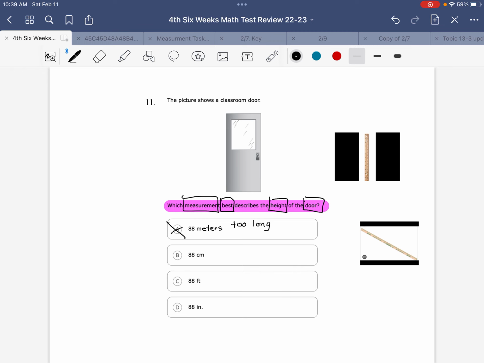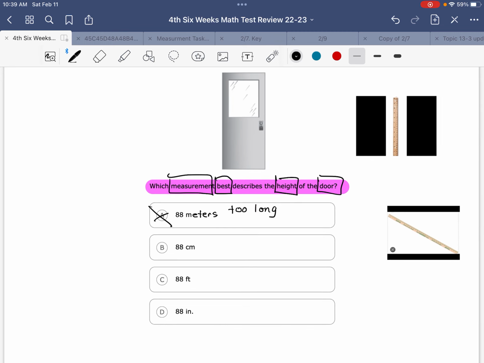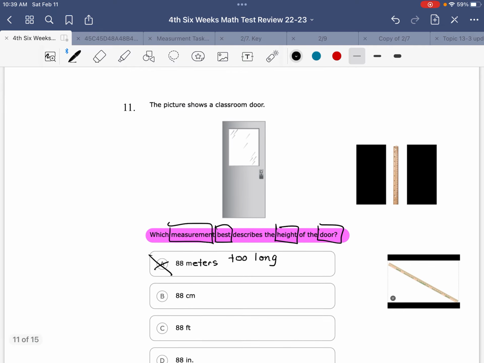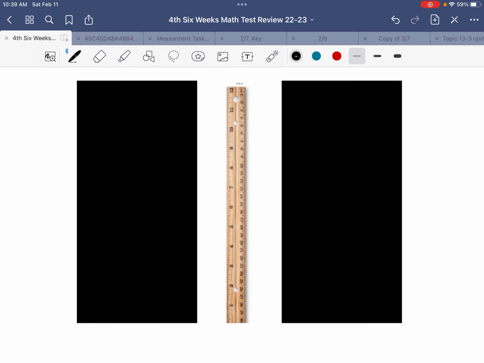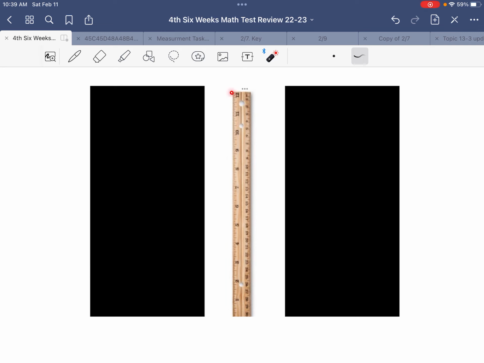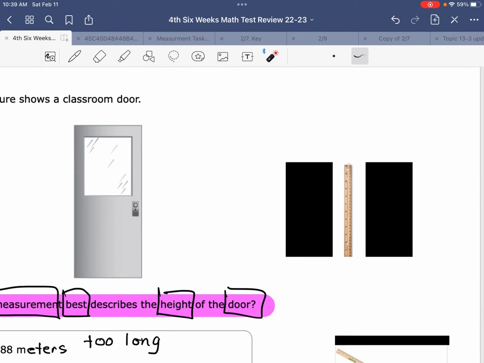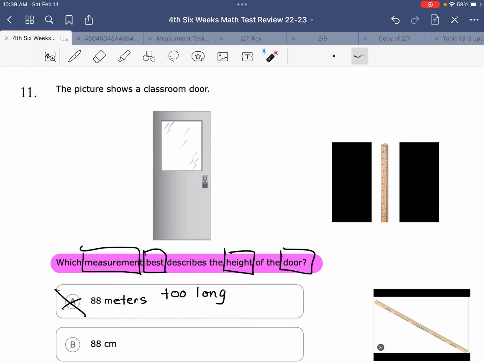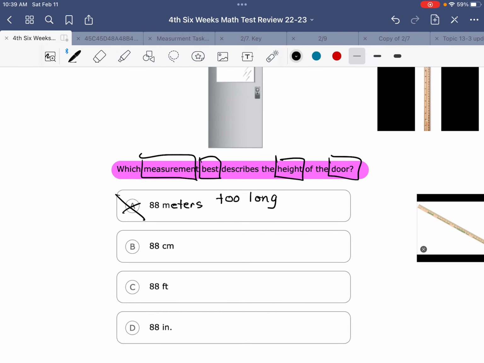Okay, next you have 88 centimeters. Well, if I go to a ruler, this is my ruler. On a ruler, one side you have inches, the other side you have centimeters. If you have 88 centimeters, that's going to be very small still, okay? That's not going to fill up the whole door. So I can just put too short, okay?